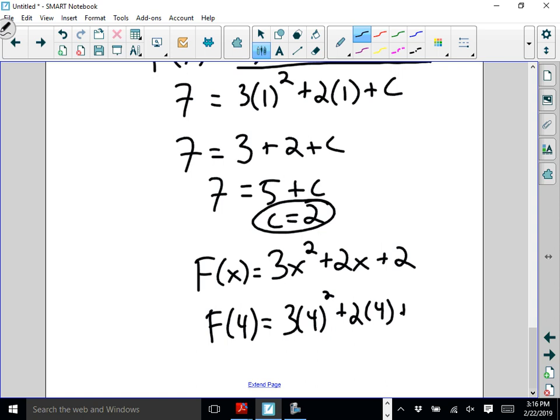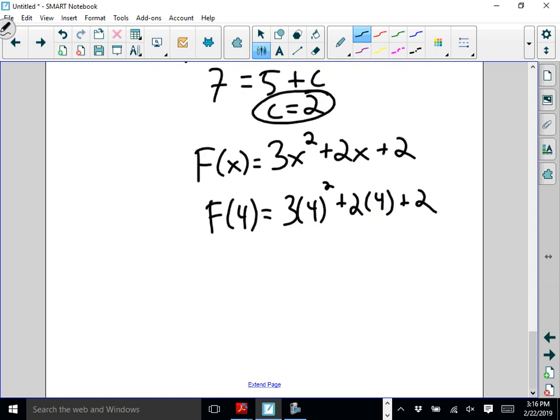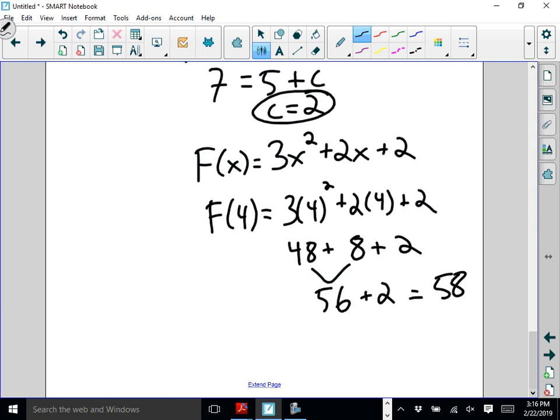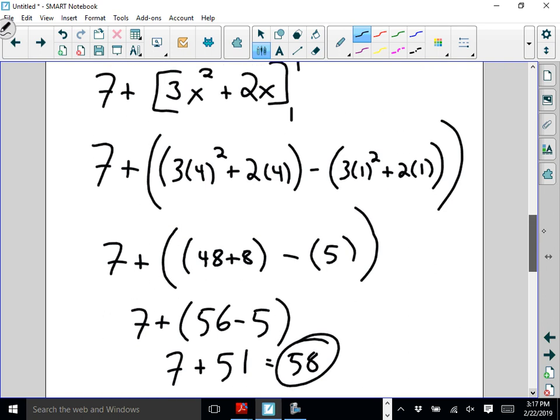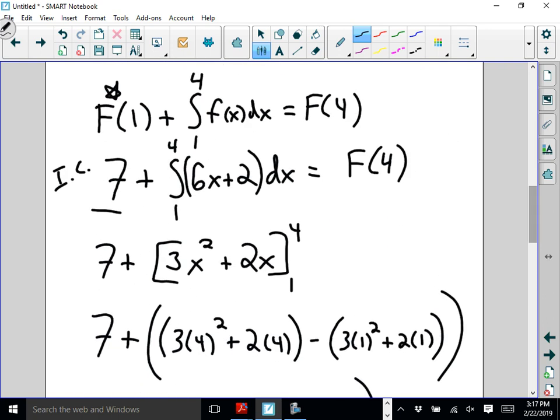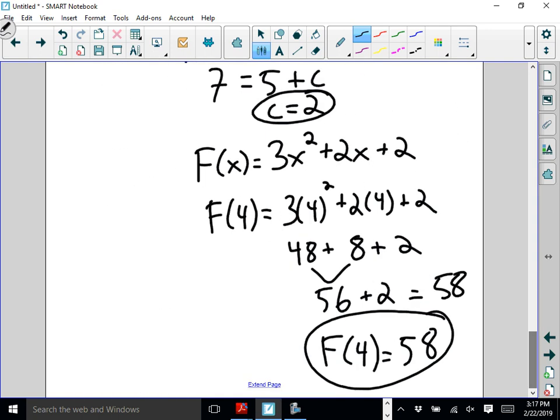And 4 squared is still 16, times 3 is still 48. And 48 plus 8 is 56. And lo and behold, 56 plus 2 is 58. So I still get capital F of 4 equal to 58, whether I used initial condition plus, or whether I found the antiderivative plus c and plugged in to solve for c.